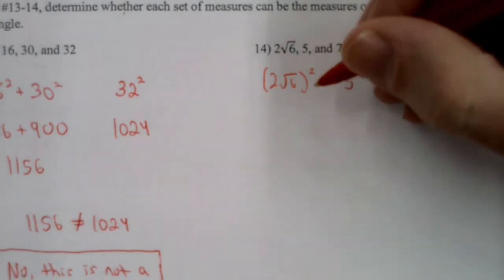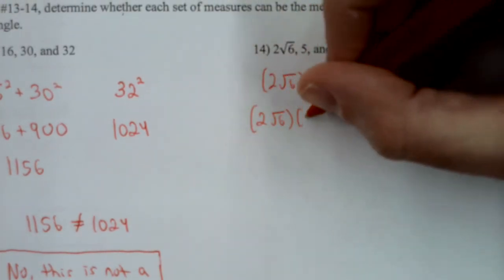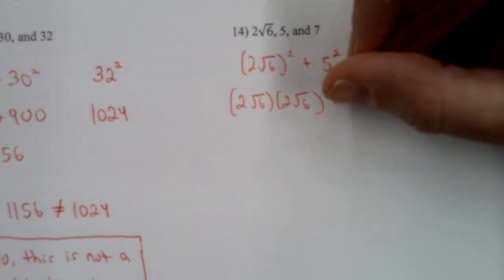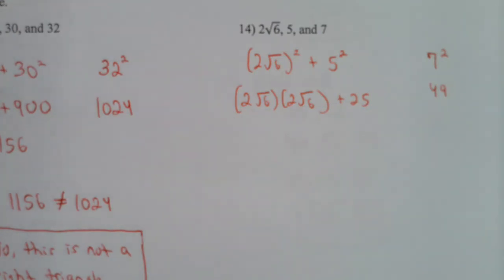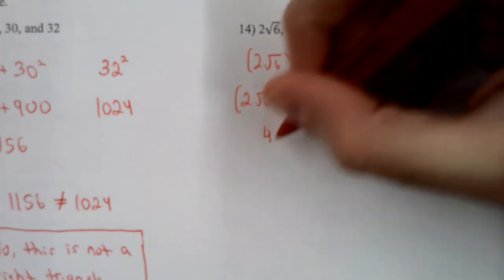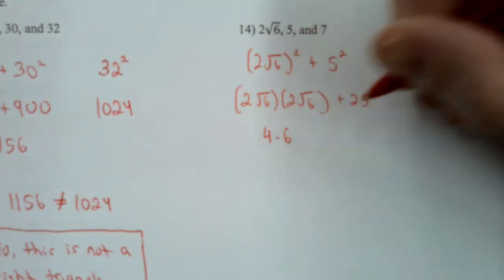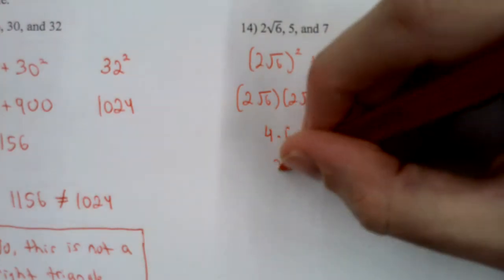Okay? So here's my question. What is 2 square root of 6 squared? That means 2 square root of 6 times 2 square root of 6. I'll do plus 25 because we know that's 25. 2 square root of 6 times 2 square root of 6. You're going to multiply the 2's together to get 4. And you're going to multiply square root of 6 times square root of 6. And you should know that is 6. 4 times 6 is 24.